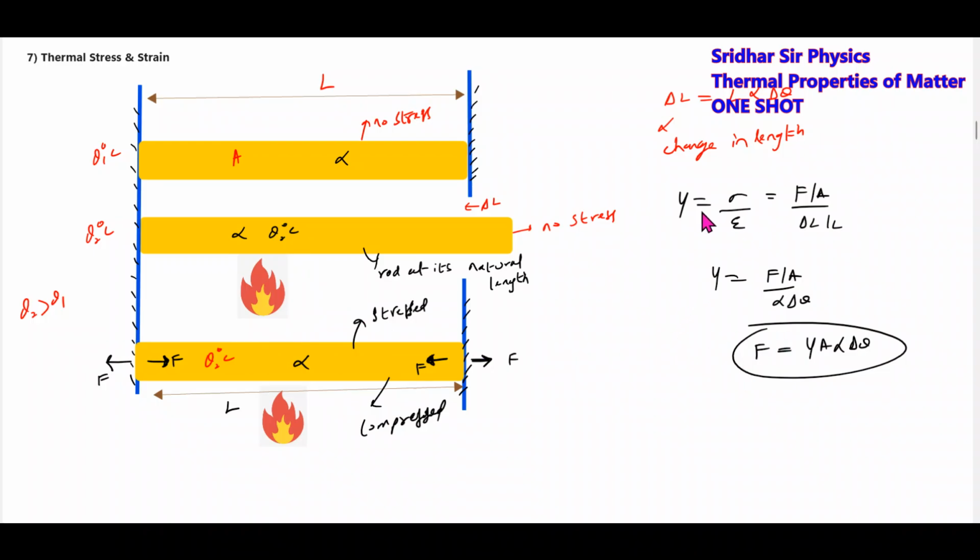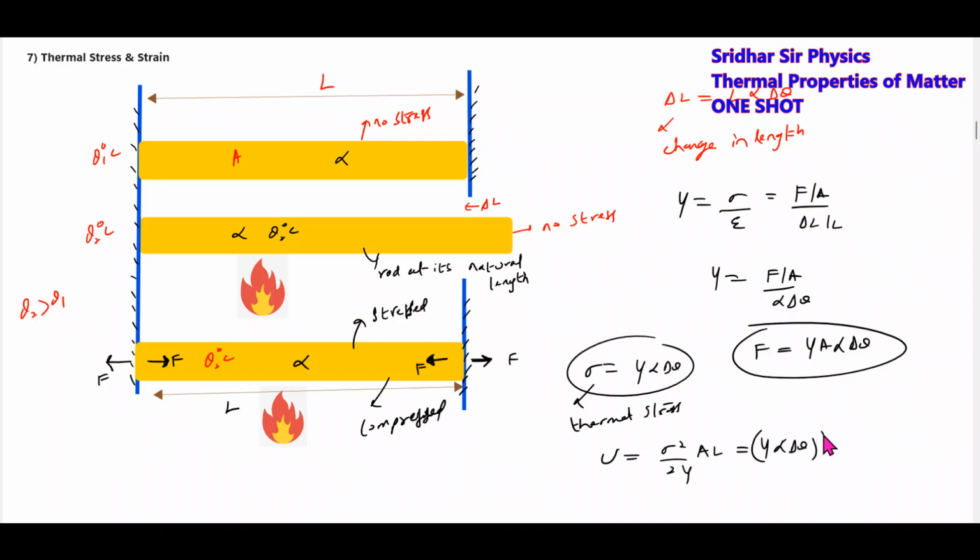Okay, fine. So this is called thermal stress, thermal strain. What is the thermal stress? Thermal stress equals Y alpha delta theta. How much energy is stored in it? Sigma squared by 2Y into A into L. Sigma is Y alpha delta theta, so the whole squared over 2Y, times A into L, gives Y alpha squared delta theta squared AL by 2. This is the potential energy stored in the rod.